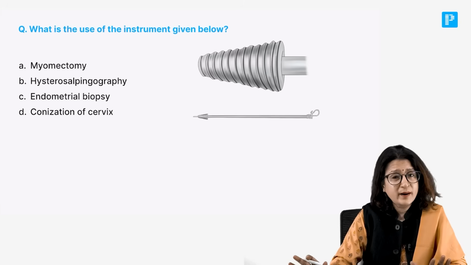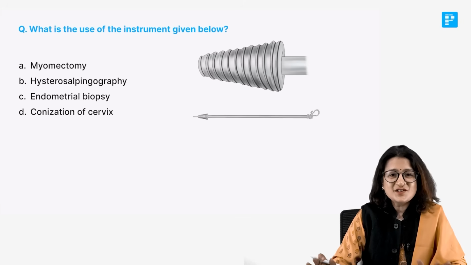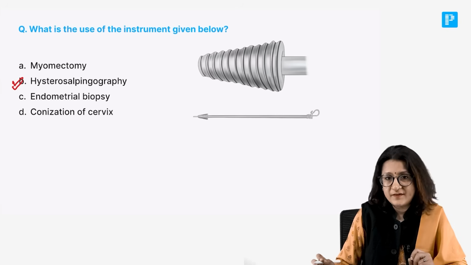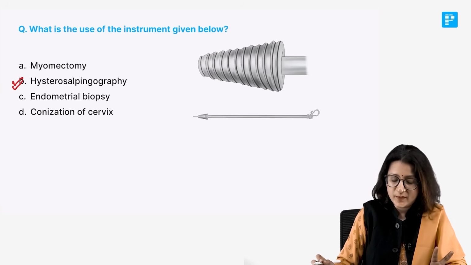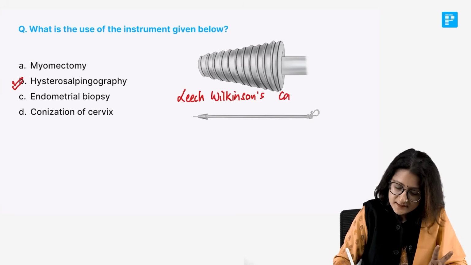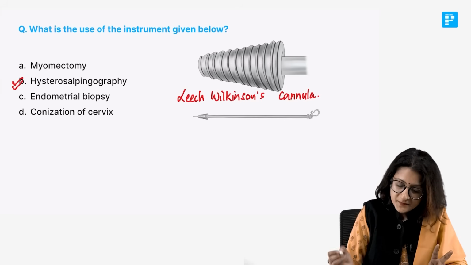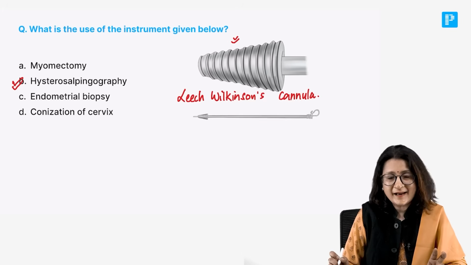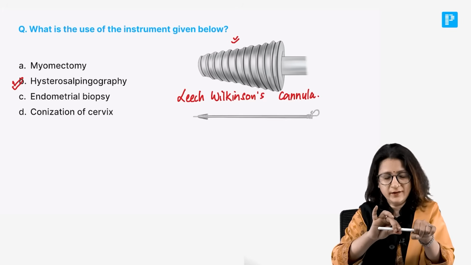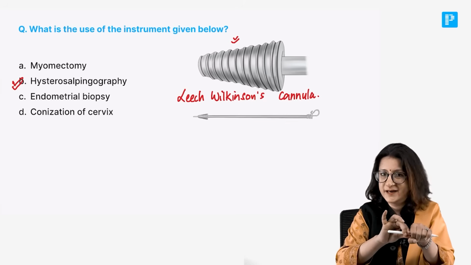So this instrument is used for hysterosalpingography. It is specially designed for that purpose. You can see here, this is the Leach-Wilkinson's cannula. This end here has got serrations and it fits inside the cervical canal. We don't have to insert it too deep inside.